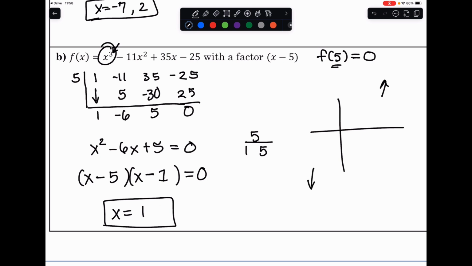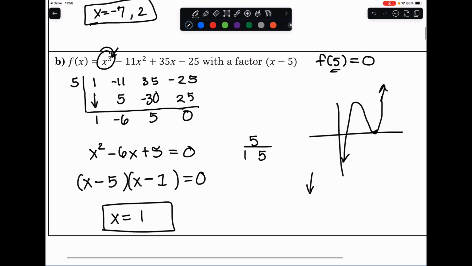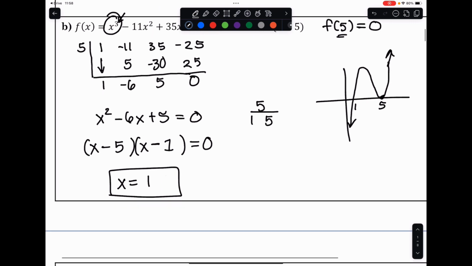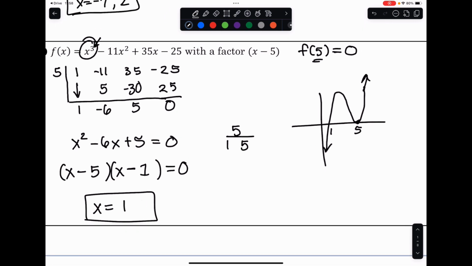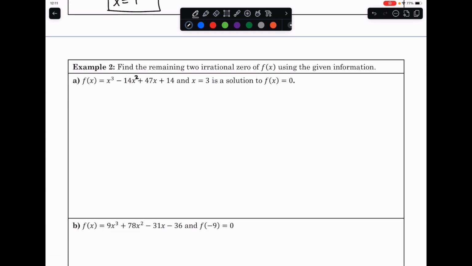It's going to cross the x-axis at positive 1, go up, go down, and then touch the x-axis at 5, and then move back up. So at 1 and at 5. And again, I know I'm tangent because x equals 5 two times. Here, that's once, and then we found that it equals 5 a second time. So it's going to be tangent at that location. Okay, let's now turn to the back page.